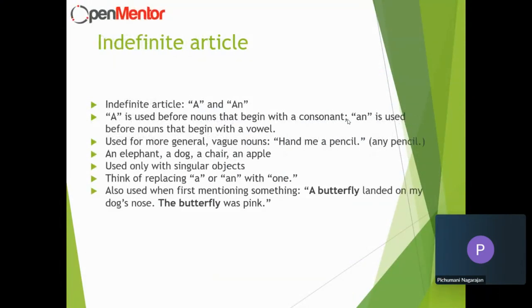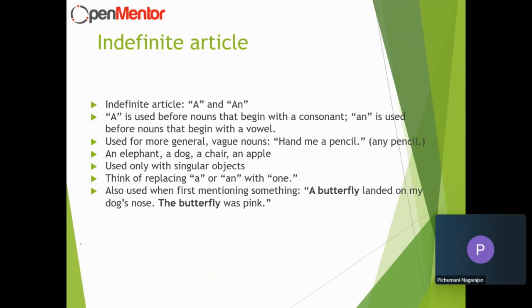So now, indefinite articles. When we take indefinite articles, there are two: one is a and the other one is an. Okay. A is used in front of consonants or words that start with a consonant sound. An is used in front of vowels or words that start with a vowel sound. For more generic reference to this, you can refer to yesterday's session video. Okay. Always a and an are used only with singular objects.